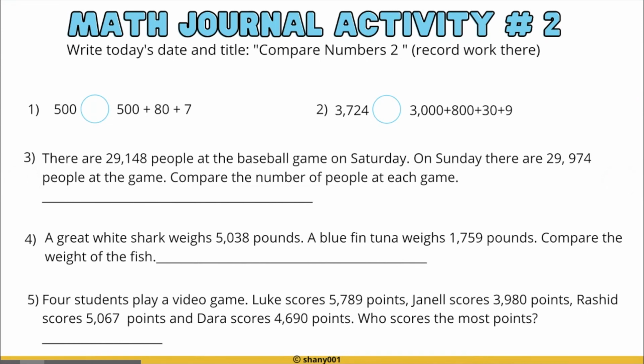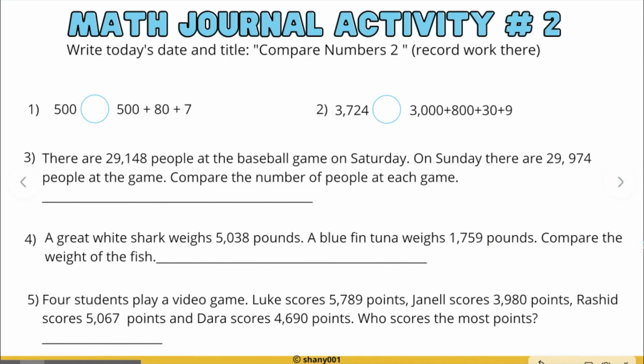Number 4. A great white shark weighs 5,038 pounds. A bluefin tuna weighs 1,759 pounds. Compare the weight of the fish. So you will go ahead and compare the shark, 5,038, to the bluefin tuna, which weighs 1,759.